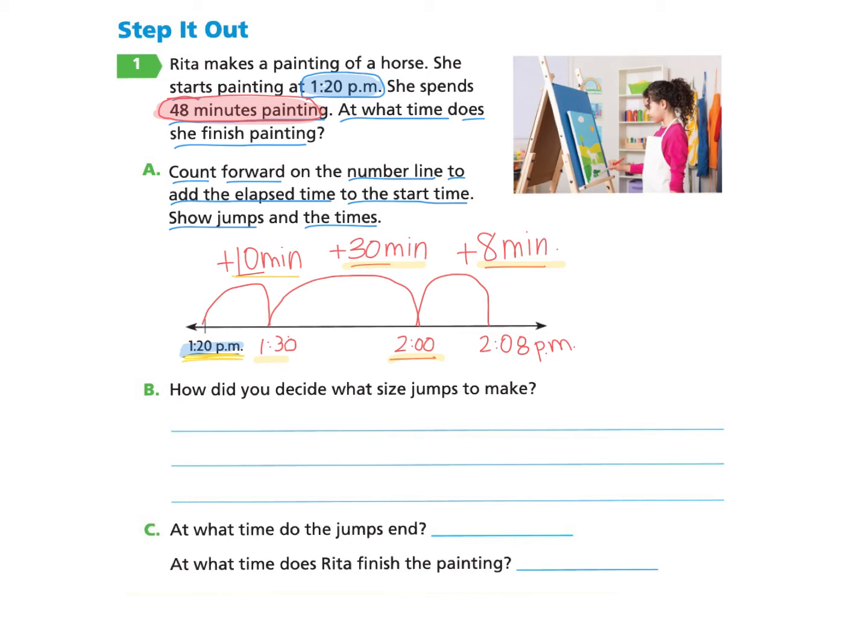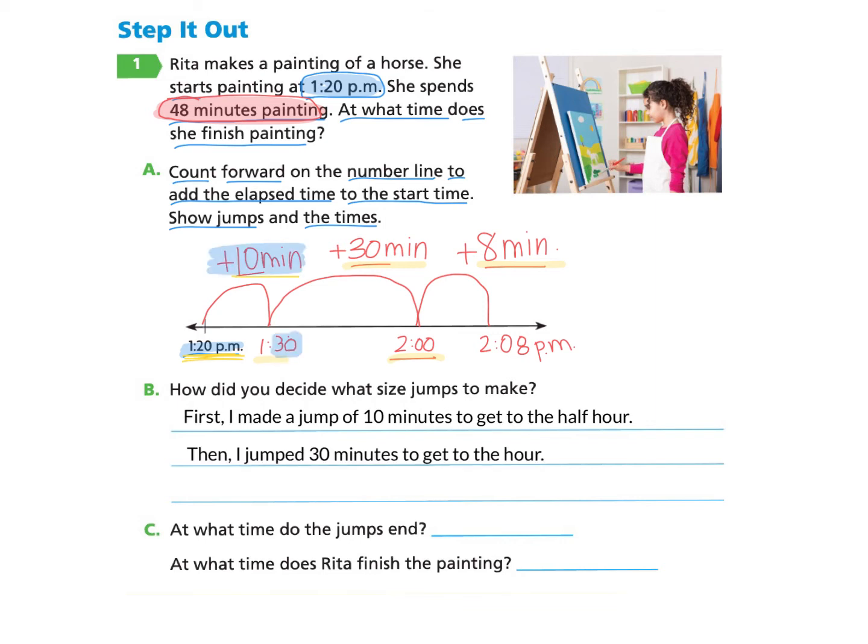So let's take a look at Part B. How did you decide what size jump to make? We can explain our steps by writing: first, I made a jump of 10 minutes to get to the half hour. Then I jumped 30 minutes to get to the hour. Then I jumped 8 minutes to show 48 minutes in all.